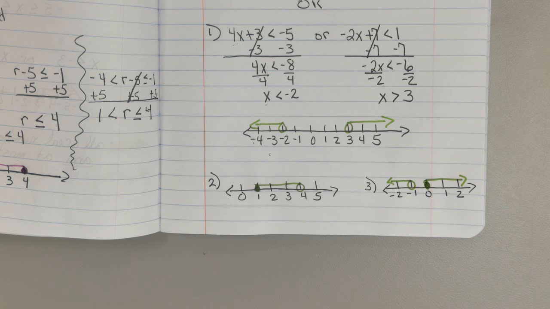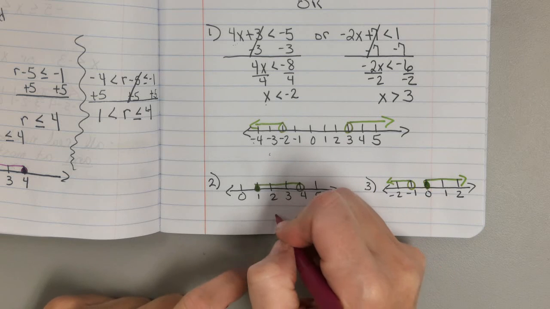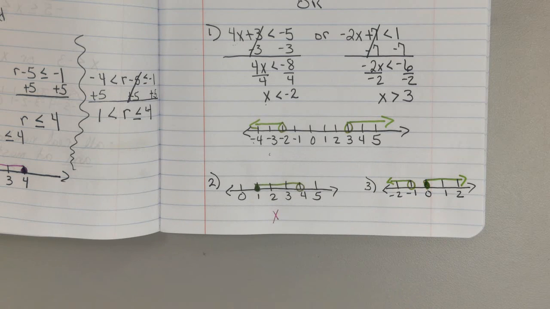All right, let's look at what you got. Let's see. Savannah, what did you put for number 2? Is it an and or an or? It's an and. So if it's an and, I can put X in the middle. Okay? That might help you where to get started.